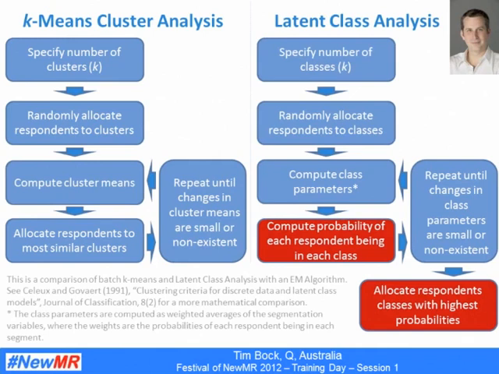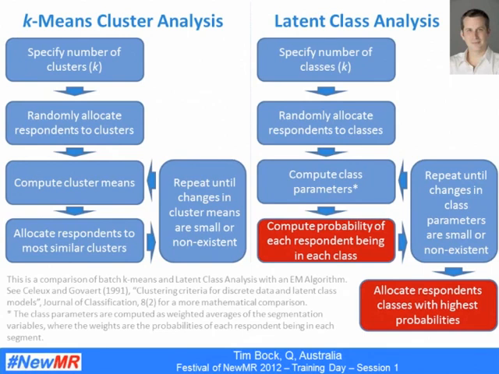On the left-hand side of the screen, you can see the method that we've used for k-means cluster analysis. On the right-hand side, I'm contrasting it with how latent class analysis works. It's the same basic process. We begin by specifying the number of classes, which is just another name for clusters, or segments if you like. We randomly allocate people into classes. We then compute the class parameters, and this is just another name for computing the cluster means.